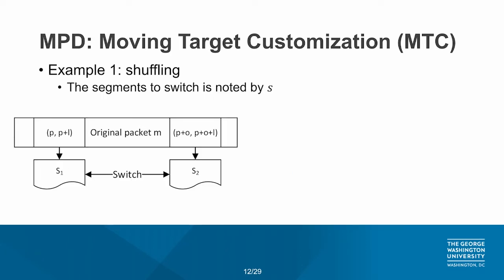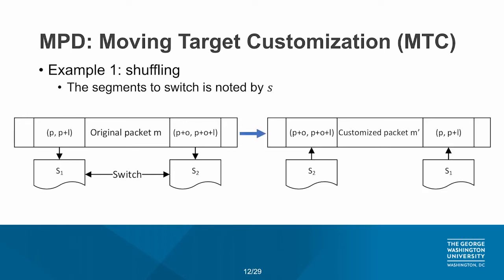So we use the graph here to further illustrate this idea. We have the packet and we grab two segments, S1 and S2. The S1 ranges from P to P plus L, and the S2 ranges from P plus O to P plus O plus L. So the shuffling function will shuffle these two segments. The S2 will take the position of the S1, and the S1 will take the position of the S2. Then we get the customized packet M prime.